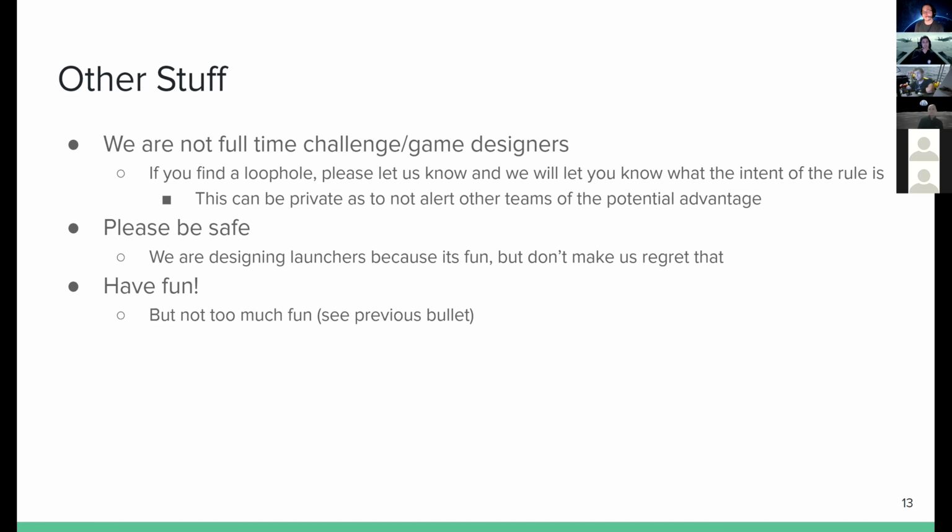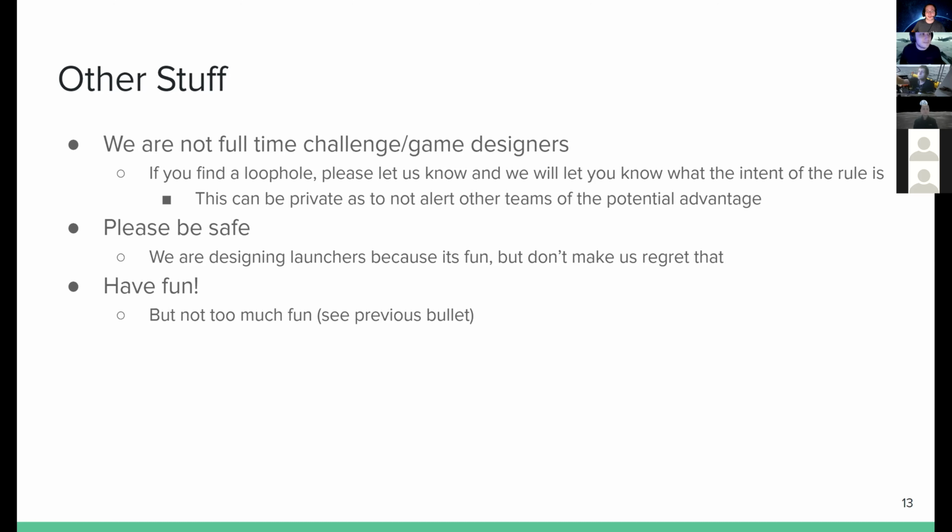clarify rules. Do not just not tell us and then try to exploit said loophole, because that might lead to something that we really don't want to happen that might not be okay for a reason that you may or may not know. Regardless, if you find one, that conversation can be private, because if that is an intended possibility, you may not want other teams to know of this advantage that you just figured out. I totally get that. So you can message me, or message your mentor in a PM, and that conversation can happen, and then you'll have your outcome, and we'll go from there.